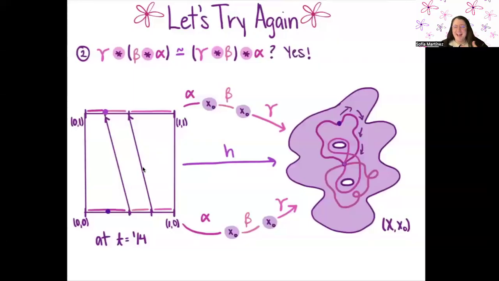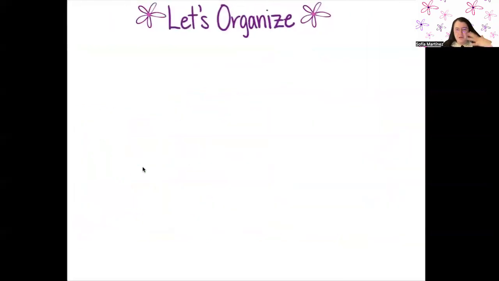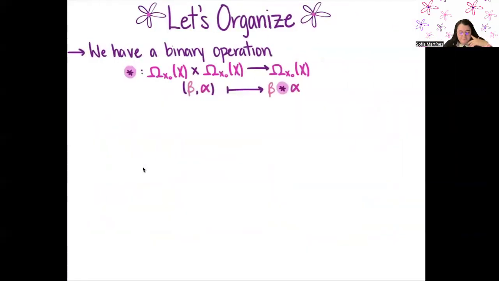Finally, we've arrived at a positive answer. And it turns out this is no coincidence, and this is a really good sign to define something more general about our loop product, our concatenation of loops. So let me try to do that now for you. To organize all the things that we've been seeing and try to make a definition of it, let's remember we have a binary operation. We can take two loops and make a new loop. And we called that star, pink star here.